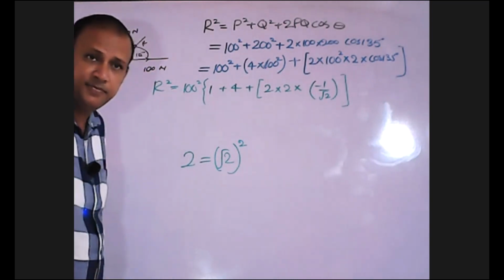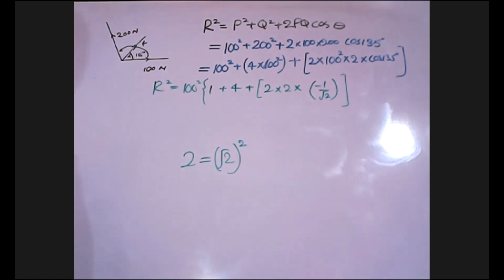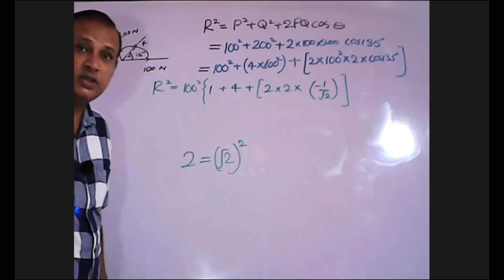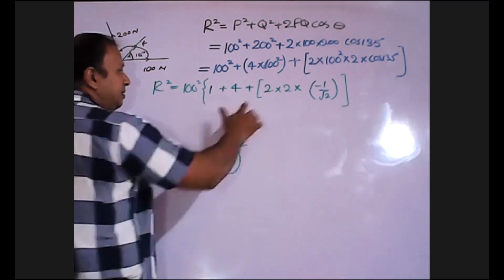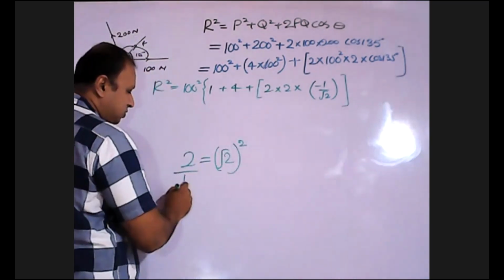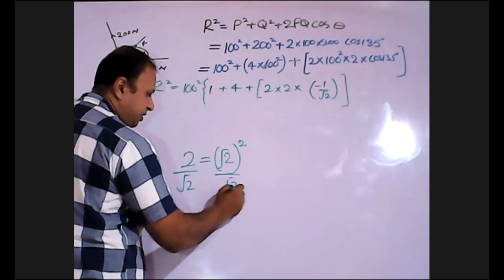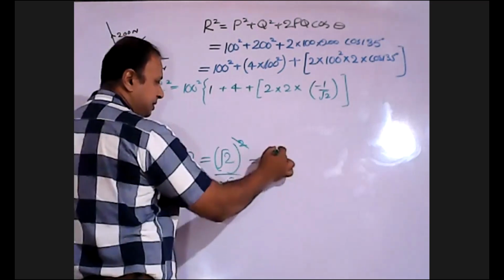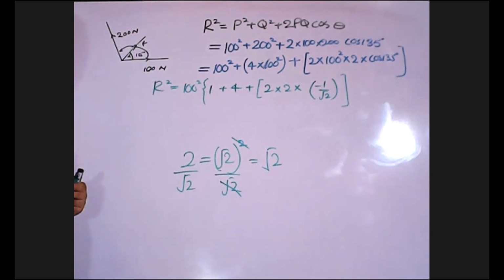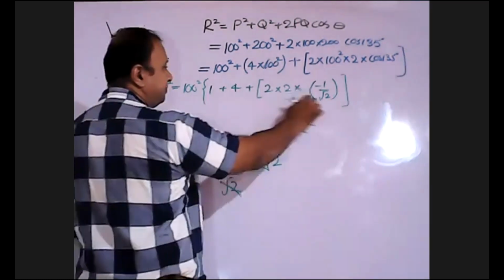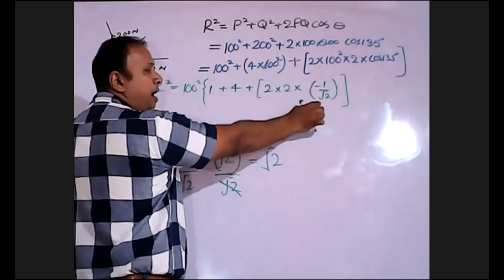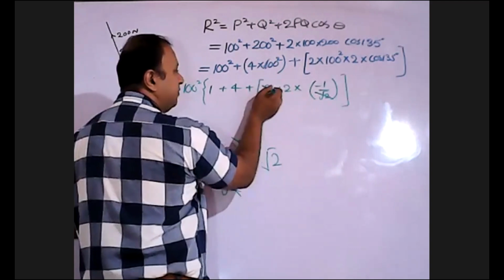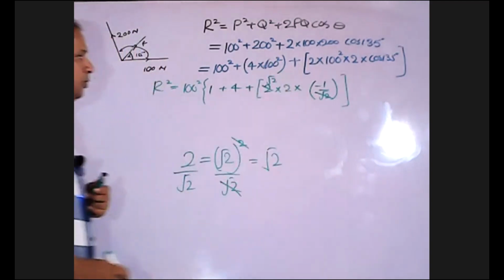Yes. Others? Okay. 2 is equal to square of root 2. So if you divide this one by root 2, 1 will be cancelled out. So my answer is root 2. Therefore, if you divide 2 by root 2, your answer would be root 2.